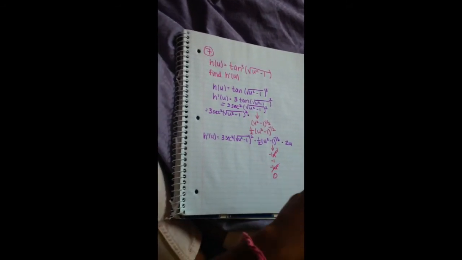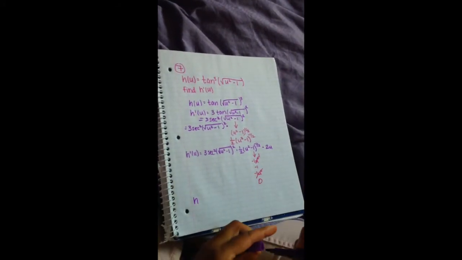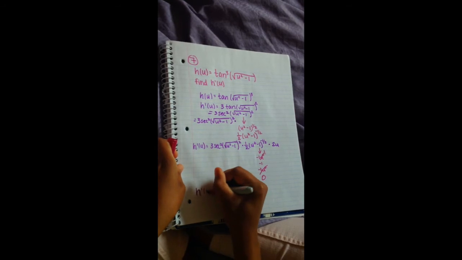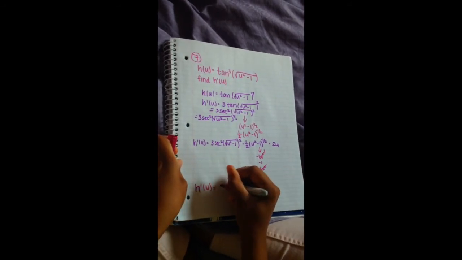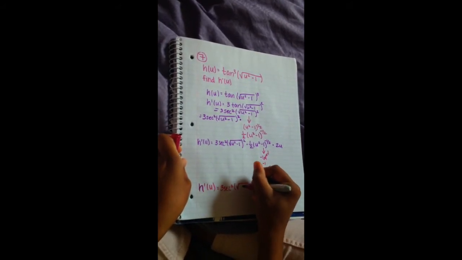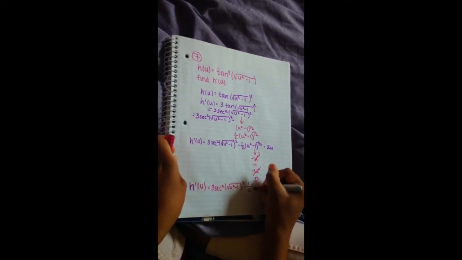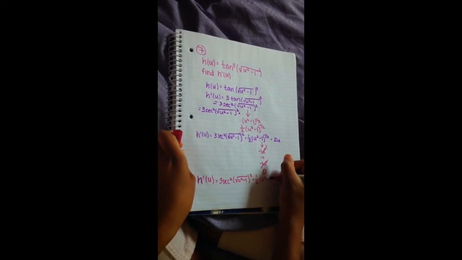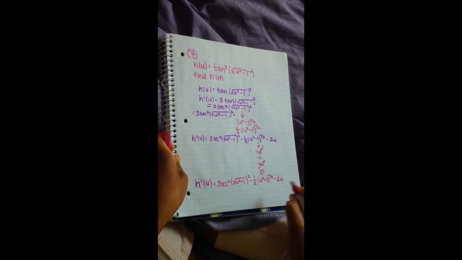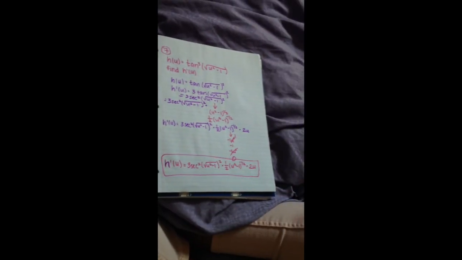So your full answer to the problem: h prime of u, the derivative of h, is equal to 3 times secant squared of the square root of u squared minus 1, squared, times 1/2 times u squared minus 1 to the negative 1/2, times 2u. And that's how you take a derivative using chain rule.